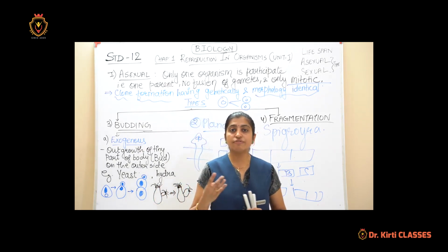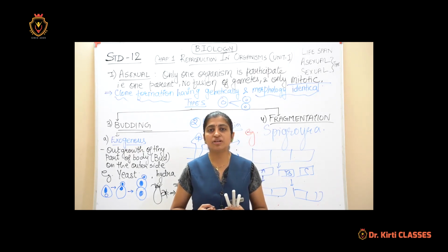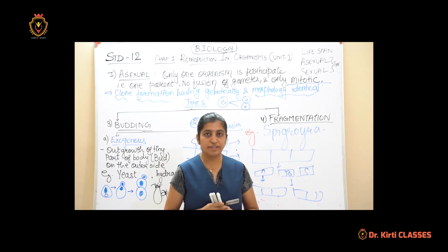So we have finished the four main parts. Number one is fission. Number two, budding. Number three is spore formation, and number four is fragmentation.